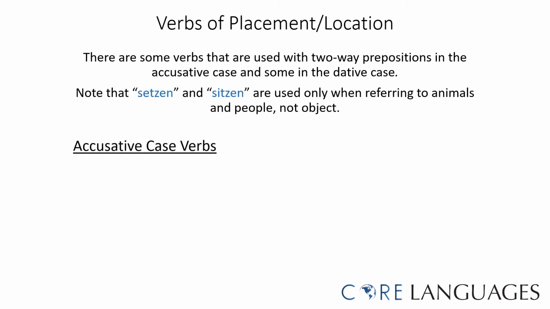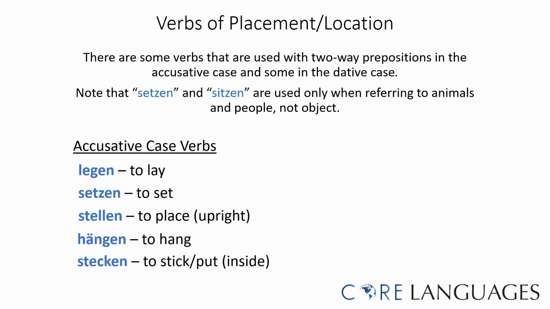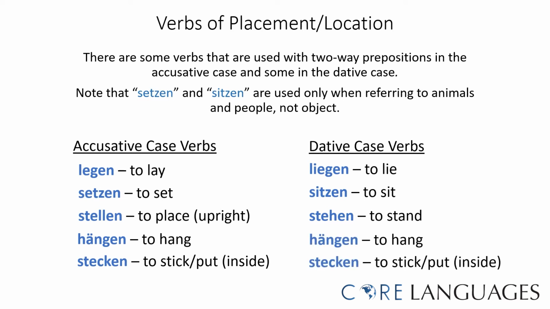Here are some accusative case verbs. Legen, to lay, setzen, to set, stellen, to place or to place upright, hängen, to hang, stecken, to stick or to put inside. Here are some dative case verbs. Liegen, to lie, sitzen, to sit, stehen, to stand. The verbs hängen and stecken can also be used with the dative case.